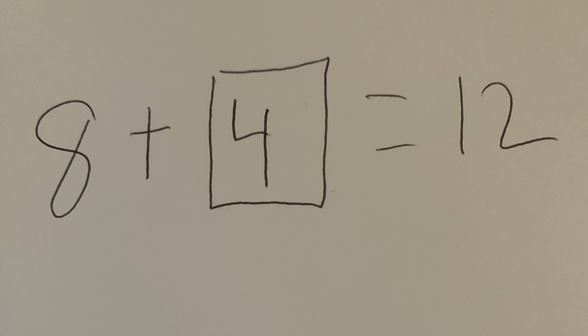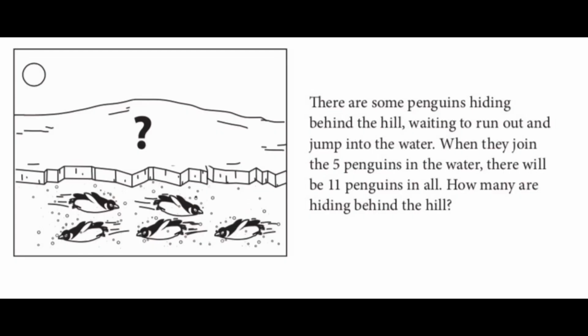Let's take a look at our next story problem. There are some penguins hiding behind the hill, waiting to run out and jump into the water. When they join the 5 penguins in the water, there will be 11 penguins in all. How many are hiding behind the hill?